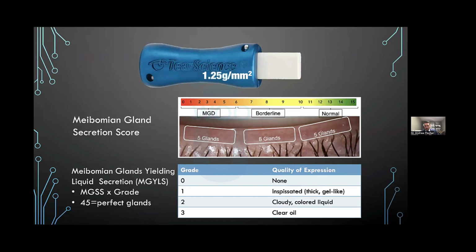There are several ways to grade these. The most accurate way, in my opinion, is the meibomian gland secretion score, which simply divides the eyelid into 3 sections, nasal, central, and temporal, each with approximately 5 glands, and sees how many of the glands express oil. Then you multiply that by the quality of the oils. For instance, on the nasal section, if a patient has 5 glands but they're all thick or gel-like, their total score would be 5 glands times a 1 for quality, giving a score of 5 in that section. A perfect eyelid is about 45, so all 15 glands functioning at a grade 3.